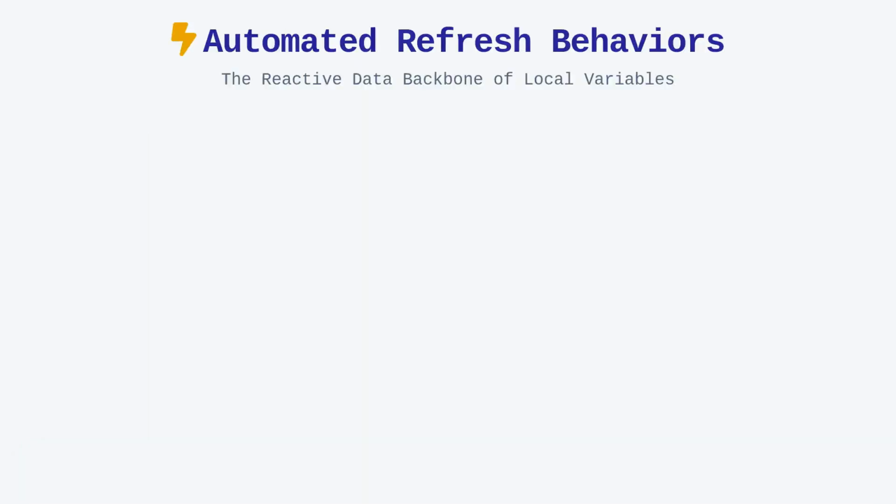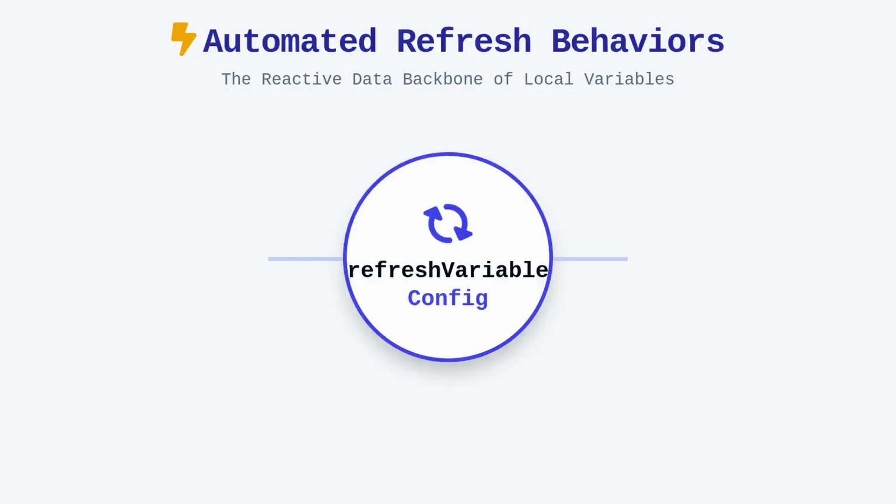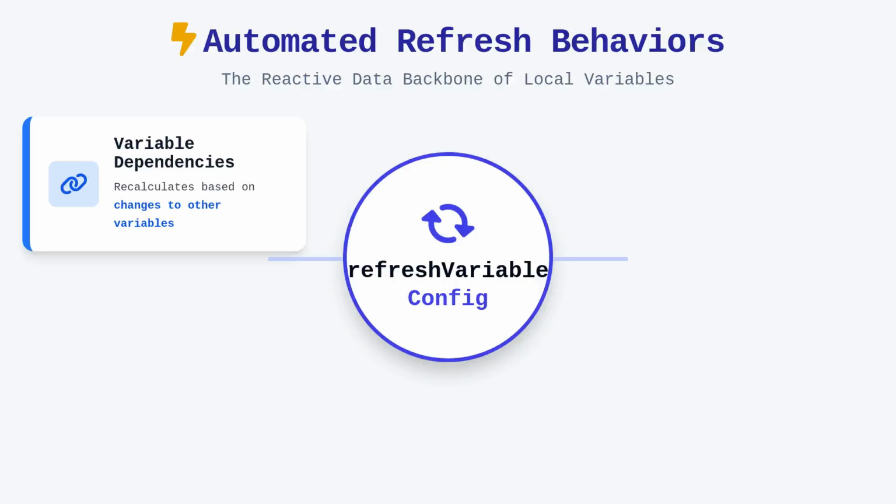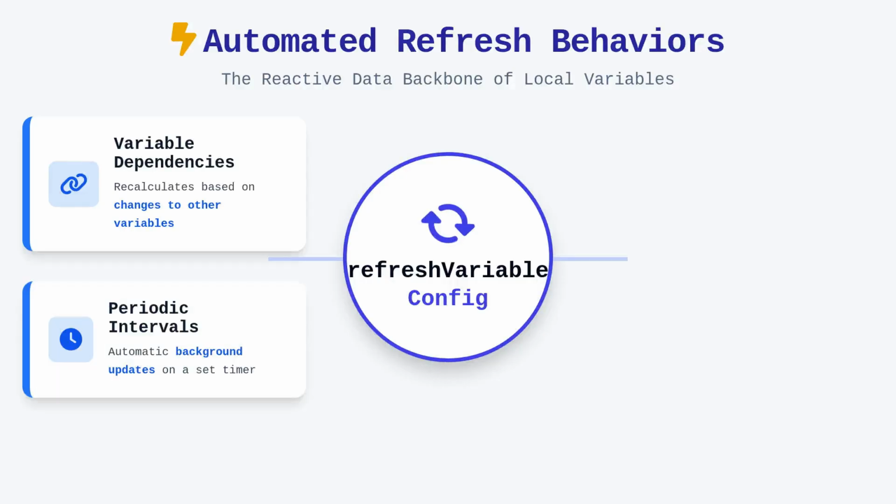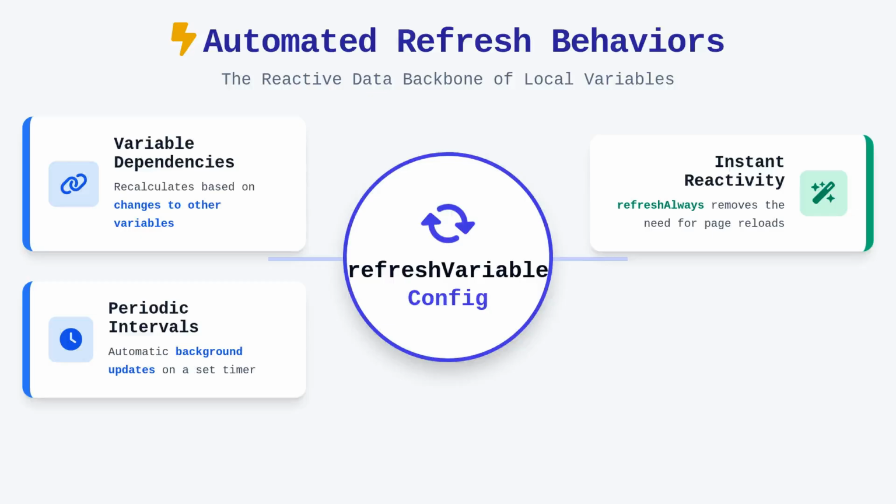The true power of local variables emerges when we pair them with automated refresh behaviors. Through the refresh variable configuration, you gain granular control over when a variable recalculates its value. We can define refresh criteria based on changes to other variables or even set periodic intervals for background updates. For instance, if you are calculating a total based on a user-selected number of items, the refresh always parameter ensures that every time the input changes, your variable reevaluates.